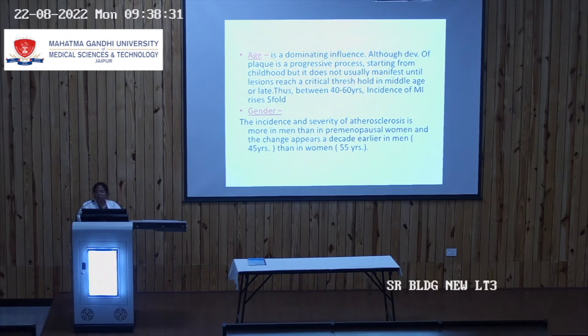So this is more common in men, especially in the premenopausal age, maybe because of the protective influence of the hormone estrogen. And in the post-menopausal age, the incidence in women overtakes that of men. And even if estrogen is supplied, the rate of development of atherosclerosis does not change.